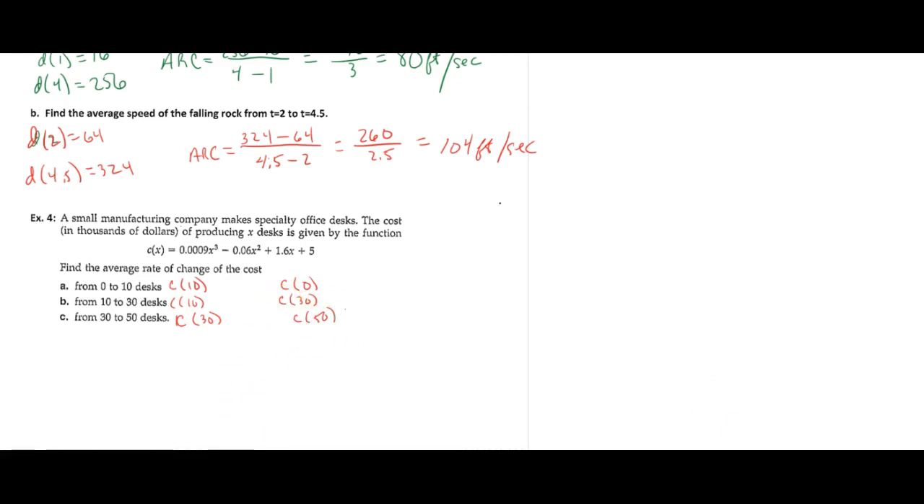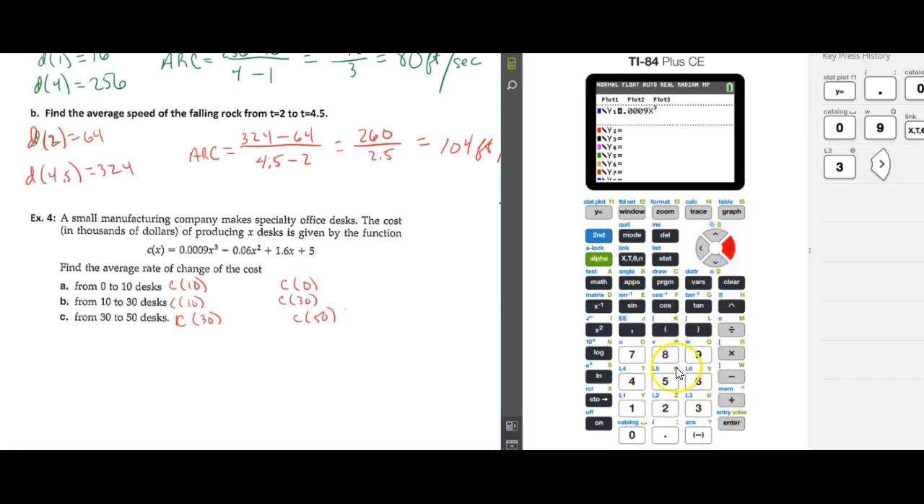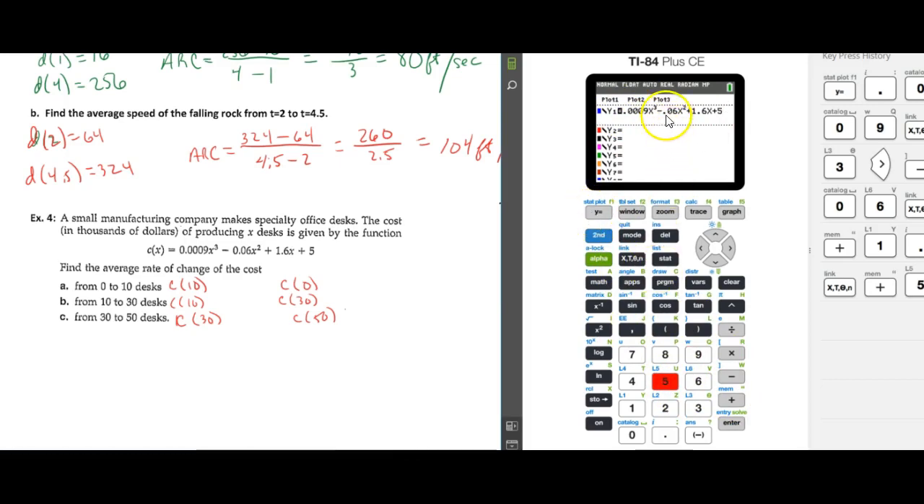So here's the thing. To evaluate this function, I would take the calculator out. I'm going to go to y equals and type in that function: 0.0009 x to the third, and then I'm going to arrow out, and then minus 0.06 x squared, plus 1.6 x plus 5. Now I could graph this, but the graph is going to look really weird and probably not make sense to you right now. But what I do is I use the table.